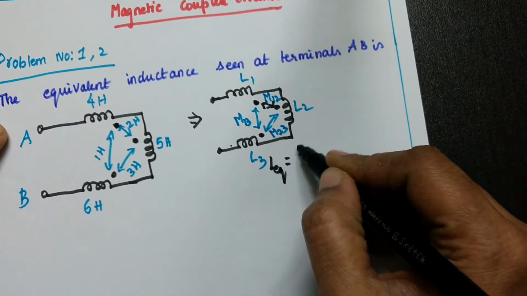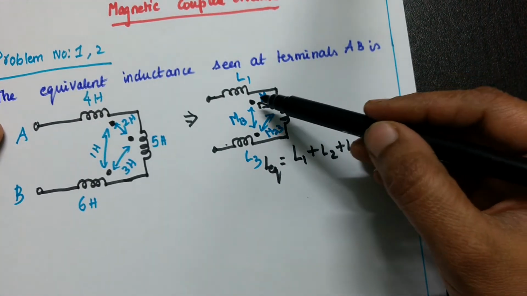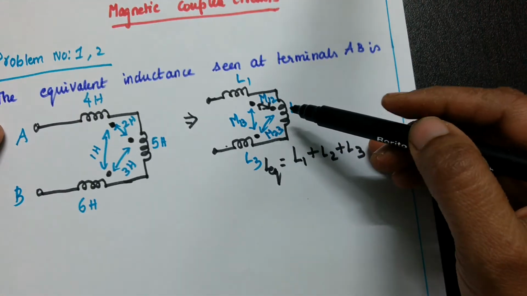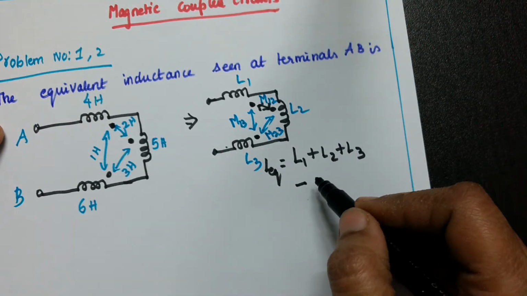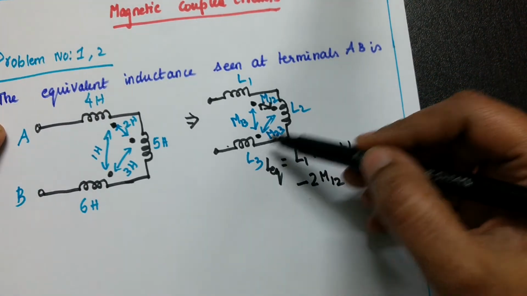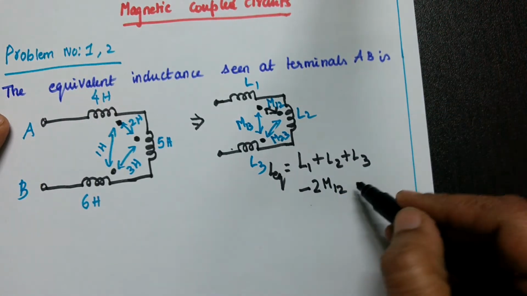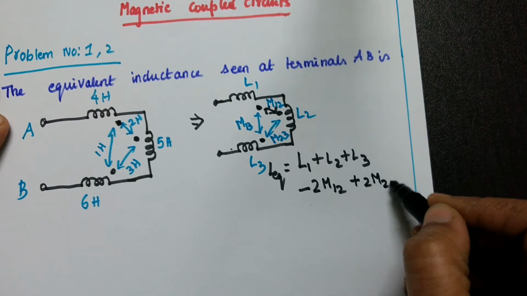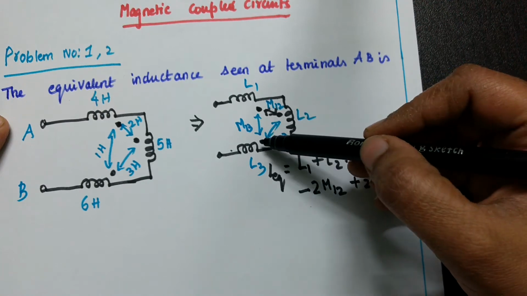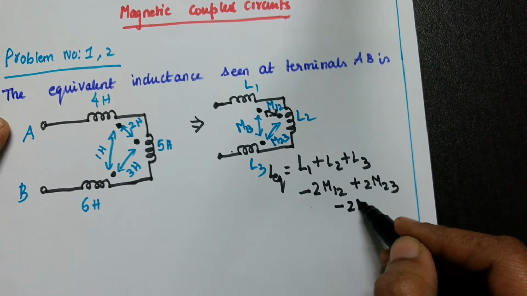L equivalent equal to L1 plus L2 plus L3. According to the mutual inductance, for the first coil and second coil, current leaves at the dotted end, and here current enters at the dotted end. So it is subtractive in nature, so minus 2M12. Then between coil 2 and 3, current enters at the dotted end here and also here, so same polarity, so plus 2 into M23. And here current enters at the dotted end, and here current leaves at the dotted end. So between coil 1 and 3, that is opposite polarity, subtractive in nature, so minus 2M13.